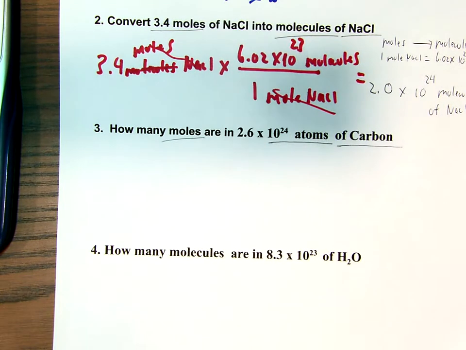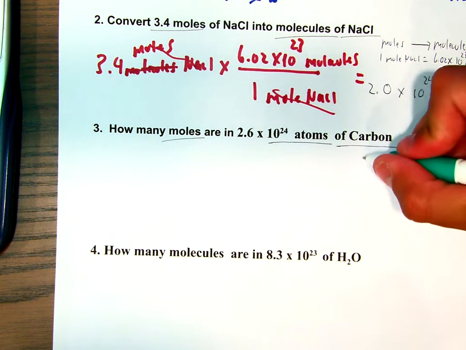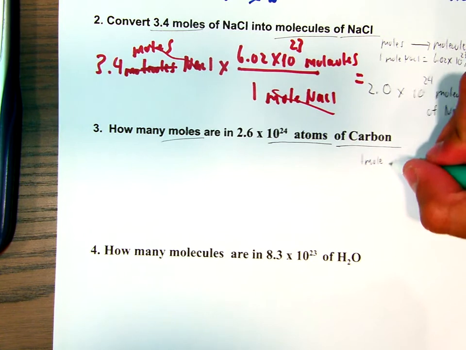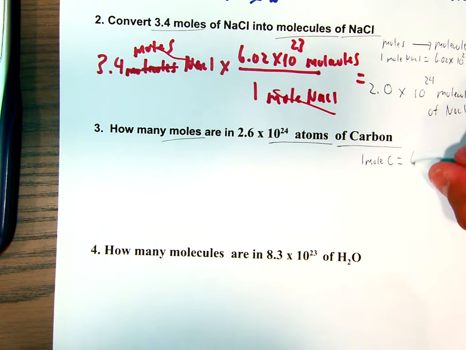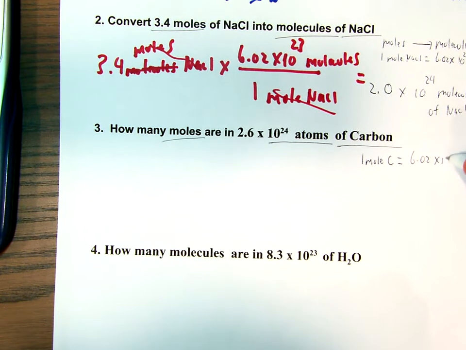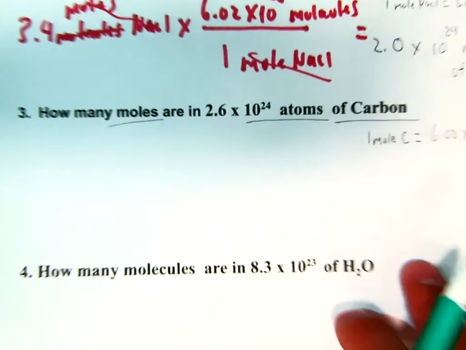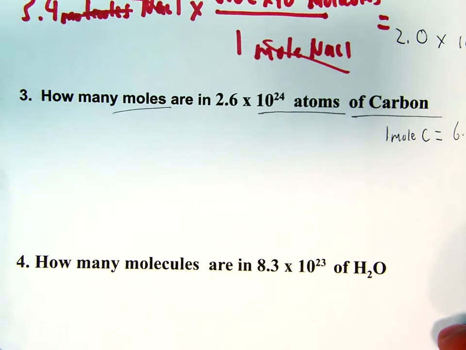Okay, so again, it doesn't matter what we're dealing with. Whenever we're going between moles and atoms, we don't even need to use a periodic table because I always know that 1 mole of whatever we're dealing with, in this case carbon, will equal Avogadro's number. Okay, so it would equal that many atoms. Okay, so let's go ahead and do this problem here. So I'm going to kind of write it out for you.